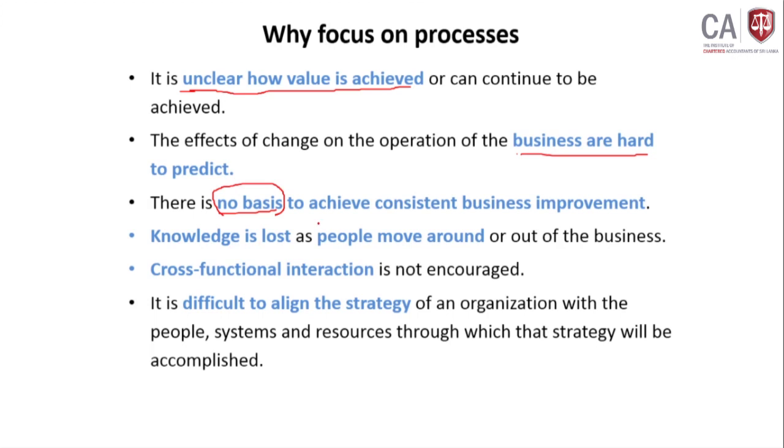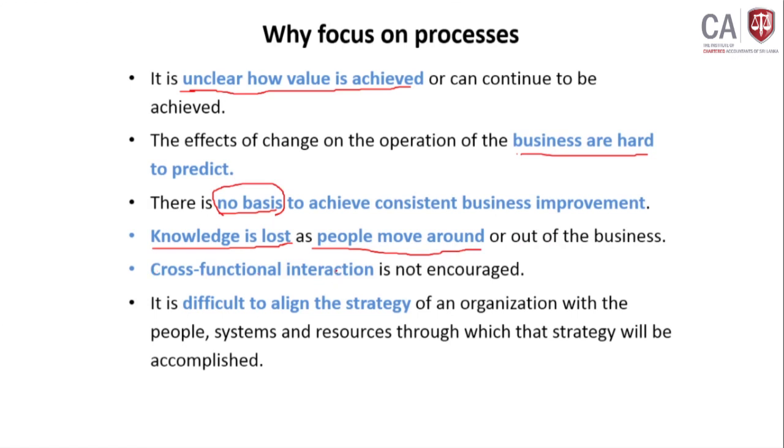Knowledge is lost. People move around or out of the business. So, knowledge can be lost. If you have a knowledge management system in your organization, even if knowledge is lost, you don't need to worry because the knowledge management system will help the next employees to continue the process. So, people can move around, and there will be no issues if you have a very good knowledge management system.